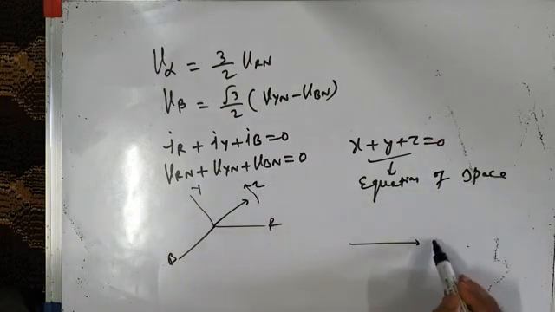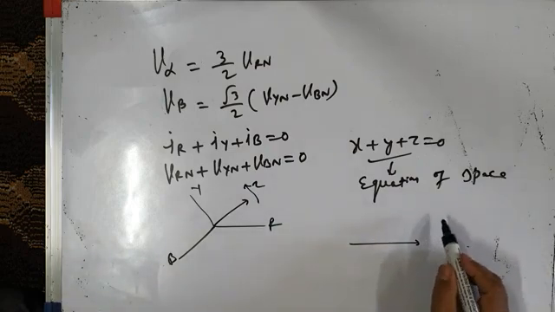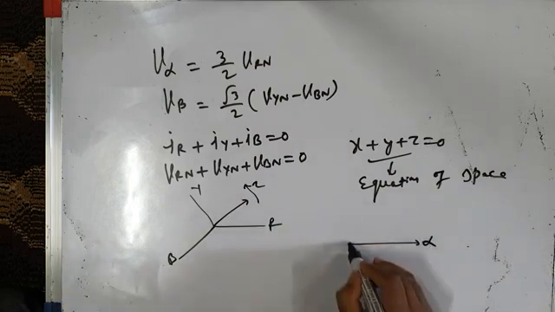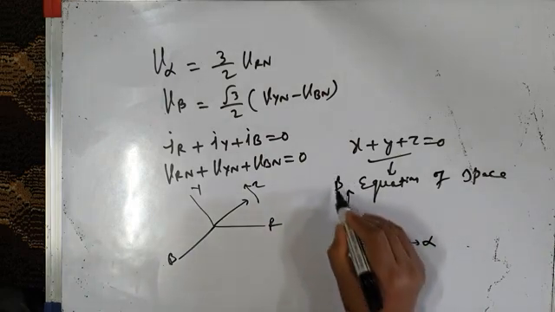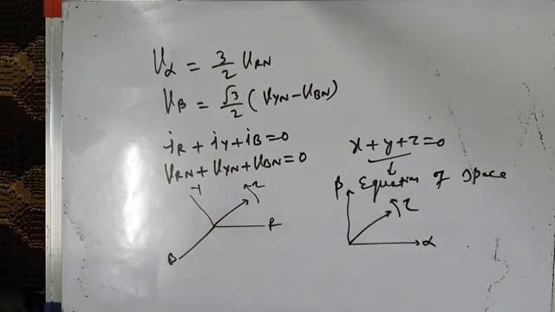Or equivalently, if you take two equivalent two-phase windings, or a two-phase stationary reference frame, alpha and beta, that also produces a rotating magnetic field, or rotating MMF, in space. So this is the equation of space. This forms the fundamentals of our space vector. What is space vector? I have not yet come to that.